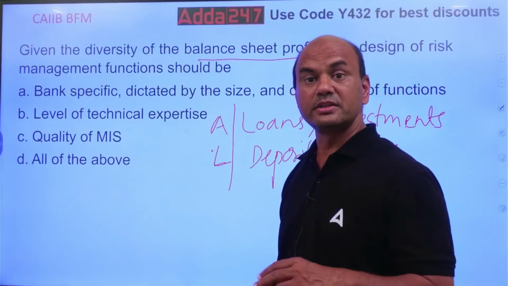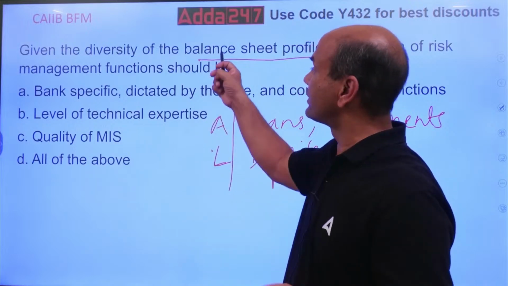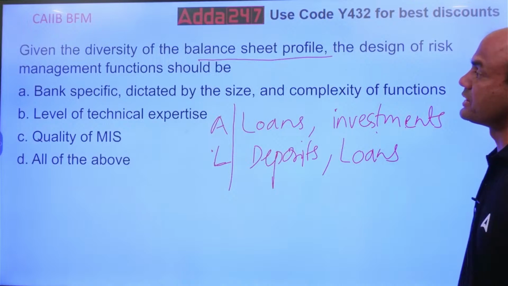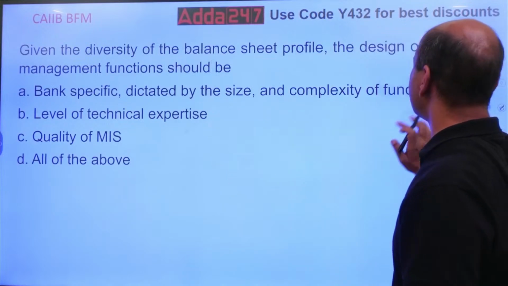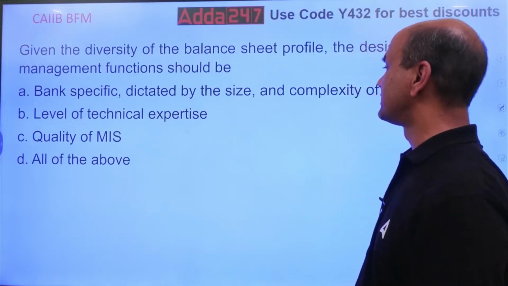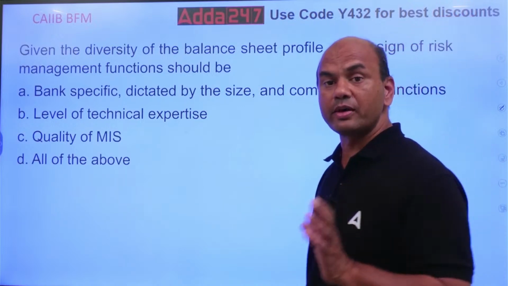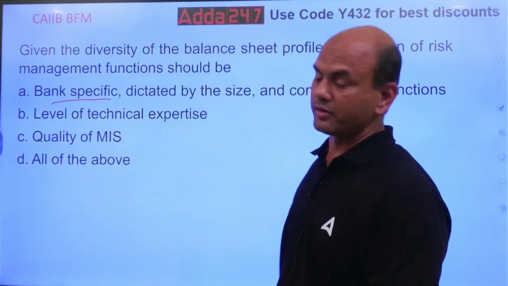Interbank borrowings, that is separate. Forex borrowings, that is separate. So that's why it said diversity. So diversity of balance sheet profile, the design of risk management function should be. So this risk management function should have what? Bank specific, dictated by the size, complexity of the functions. Bank specific means what are the requirements of my bank? Requirements of my bank. Okay.